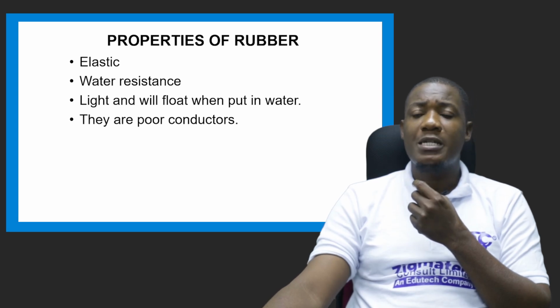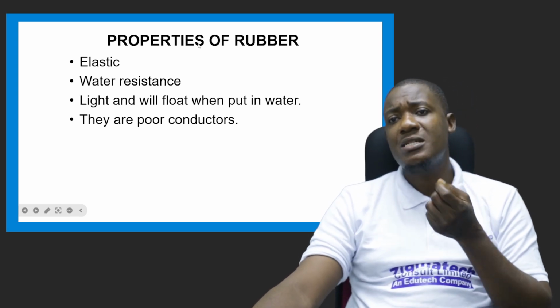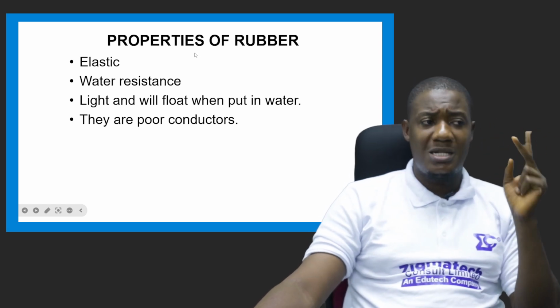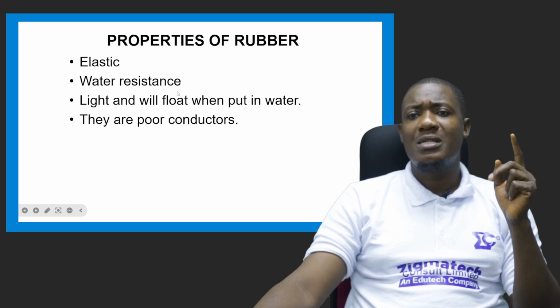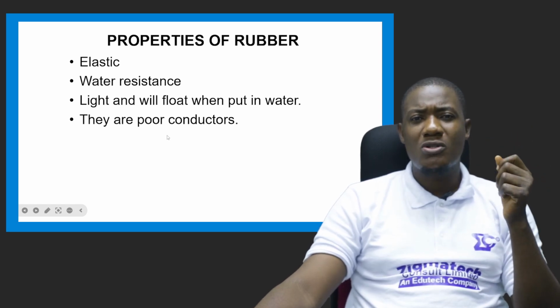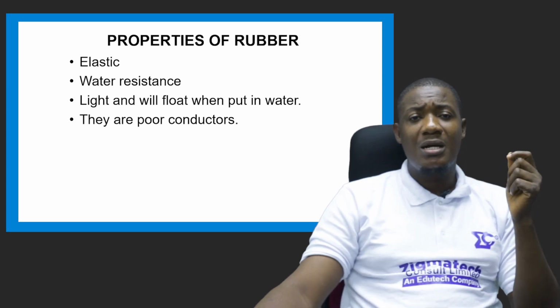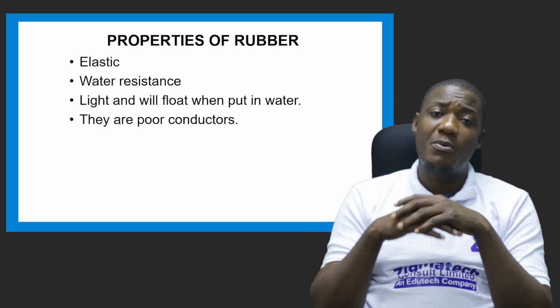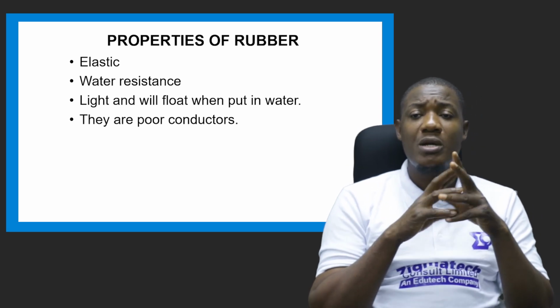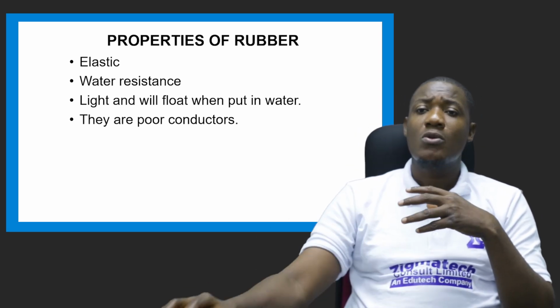Okay, now what are the properties of rubber? Rubber is elastic, it's water resistant, they are light and they can float in water, they are poor conductors, same thing as plastic. Plastic is a poor conductor of heat. Rubber is also a poor conductor of heat.